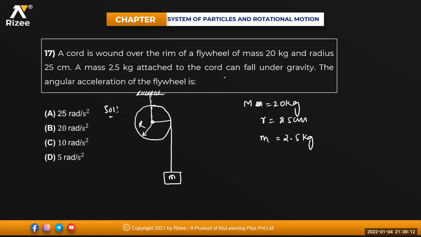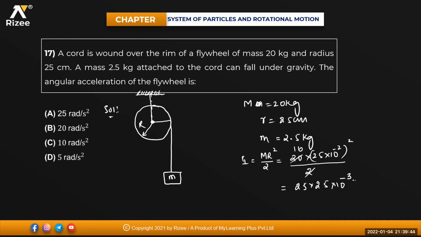So tell me, what is the moment of inertia of this flywheel, beta? I is equal to the moment of inertia of a disk, MR square divided by 2. Mass is 20 into radius 25 centimeter, that means 25 into 10 to the power of minus 2, whole square, divided by 2. 2 into this one is nothing but 10. So that becomes 25 into 25 into 10 to the power of minus 4 into 10, that means 10 to the power of minus 3 kg meter square.